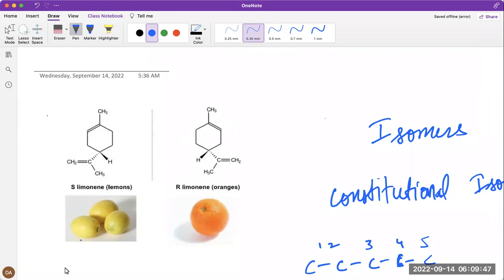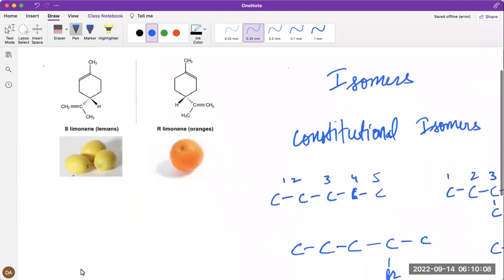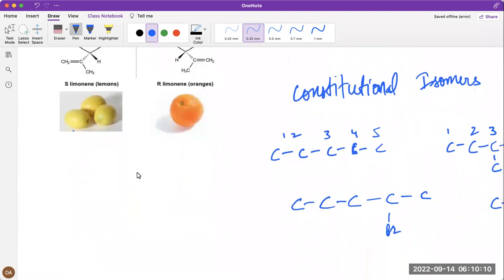and that difference is big enough for these molecules to behave differently, and even our bodies have adapted to differentiate them. Okay, so these molecules do behave differently, just because of the spatial arrangement. And since the spatial arrangement is different here, the term which is used for these types of isomers is called stereoisomer.